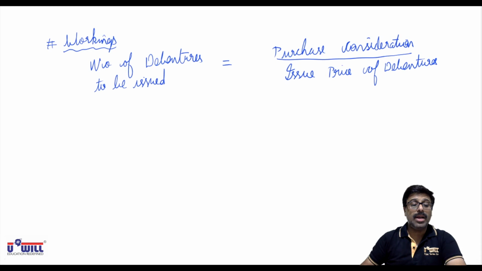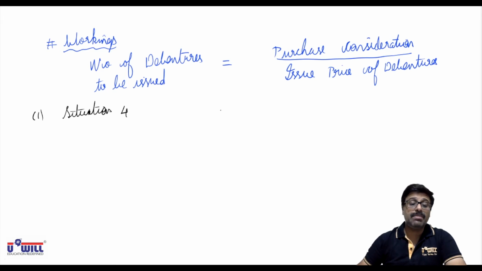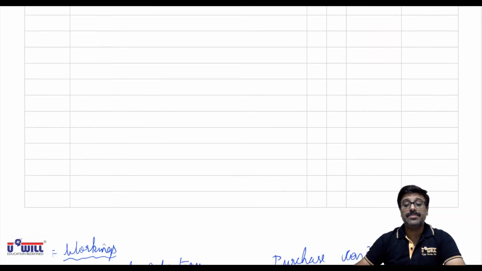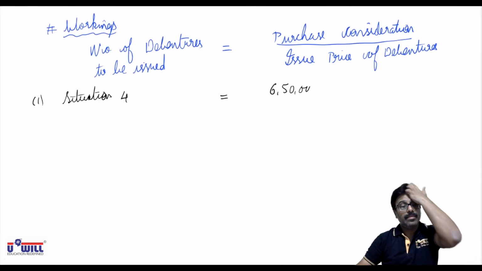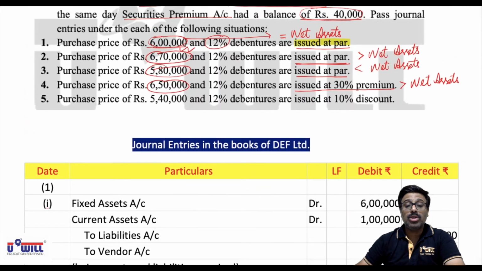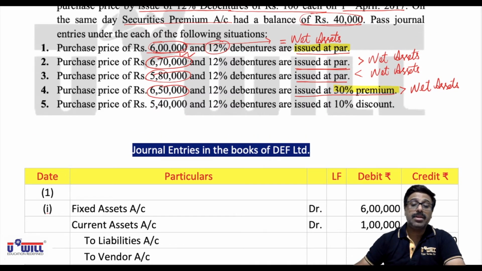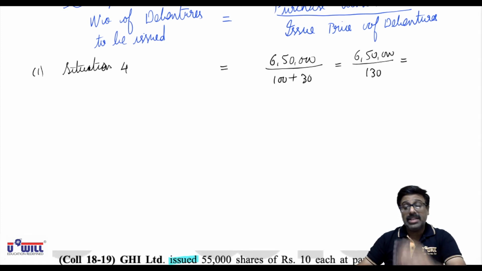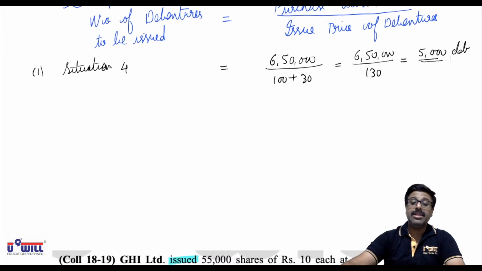Now here we are making working note 1 for situation 4. So in situation 4, what is the purchase consideration? Purchase consideration, amount payable to the vendor, is 6,50,000. Divided by, what is the issue price of debentures? That again you all can see that in this fourth situation, debentures are issued at 30% premium. 30% premium means issue price will become 100 plus 30, 130. I told you, if it is issued at par, then issue price is face value. If it is issued at premium, then it is face value plus premium. So all of you do it, 6,50,000 divided by 130 would be 5,000. How many debentures would be issued? 5,000 debentures would be issued.